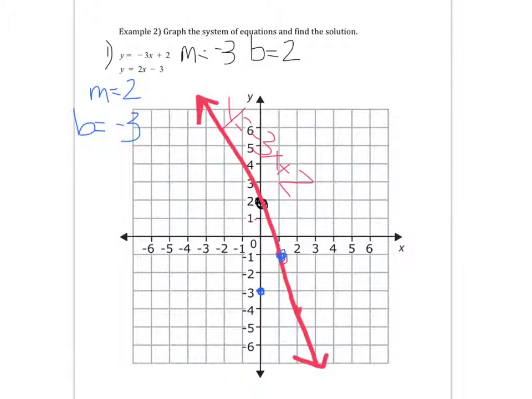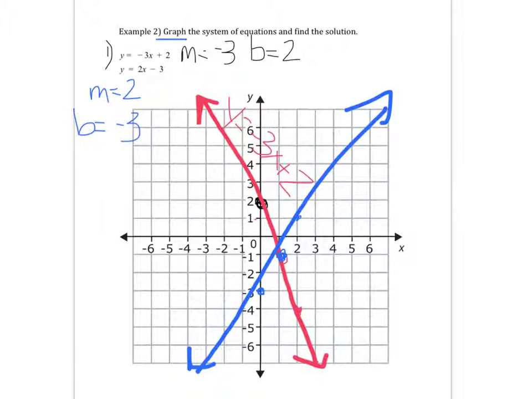Let me finish graphing the lines, because the question does say graph the system. From this point, I have to go up 1, 2, and to the right 1. Now I have 3 points. I can go ahead and draw my line. And yes, you should be using your ruler. I'm going to do mine the best that I can. And yes, you can see I missed a point. You better not miss points.